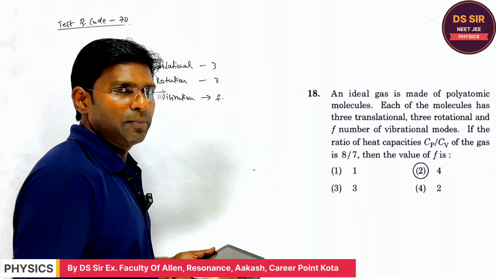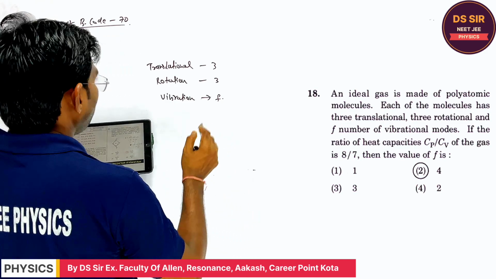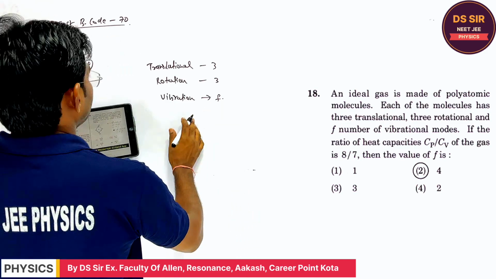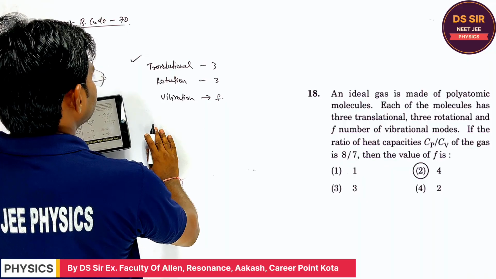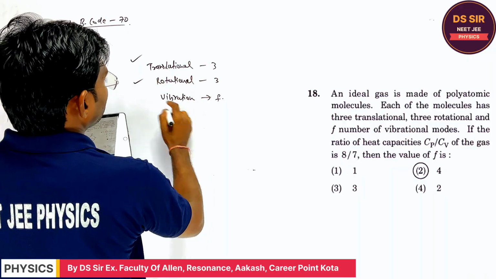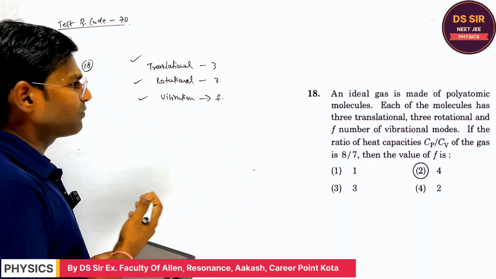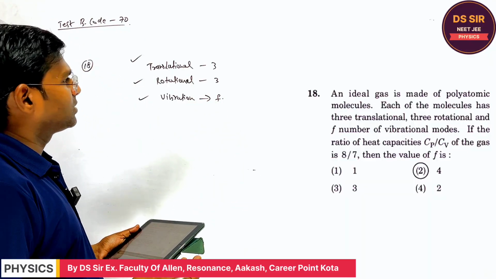So read this question number 18. It is based upon the degree of freedom. Ideal gas is made of polyatomic molecules. Translational modes are 3, rotational modes are 3, vibrational modes are F. Although we don't teach the vibration motion, they are asking about vibrational motion.